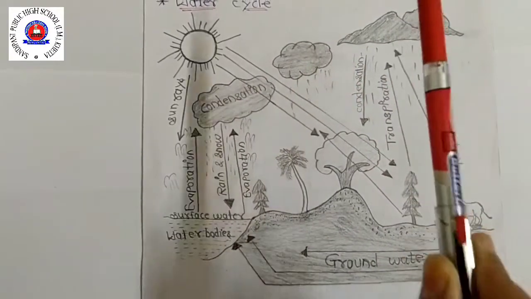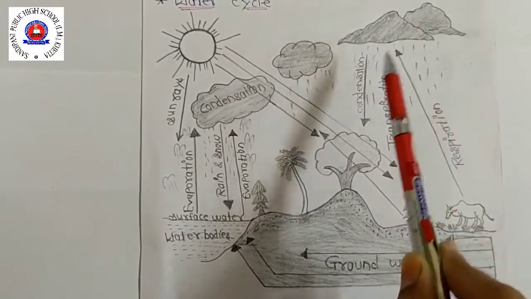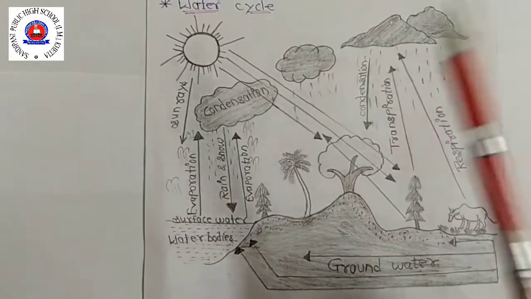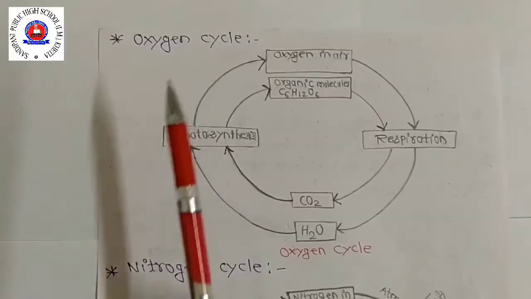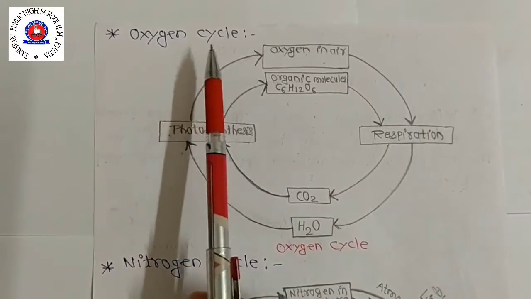Rains add water to the soil and reservoir for use by plants and animals. So these complete the water cycle. Clear this one? Now the next cycle is the oxygen cycle.